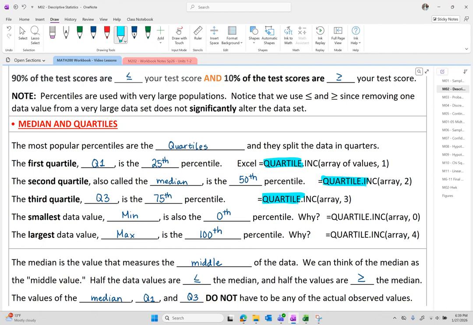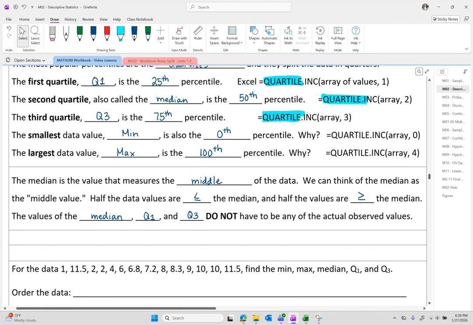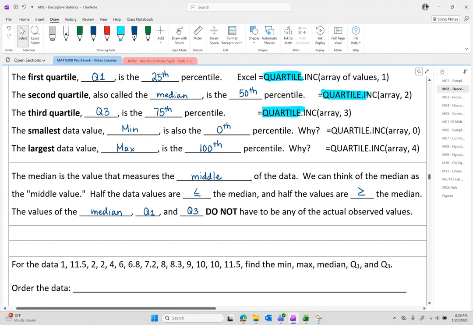So you can use the quartile function with the same array of values and the indications 0 and 4, because 0% of the data is less than or equal to the minimum, and 100% of the data is less than or equal to the maximum value. So the median, as we said, splits the data in half, and that is because half of the data is less than or equal to the median, and half of the data are greater than or equal to the median.